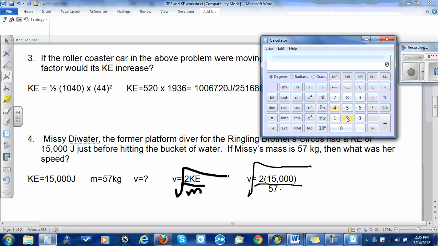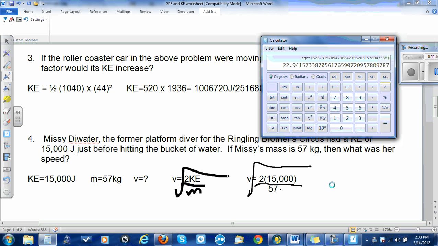I have 2 times 15,000, equals, divided by 57. Okay, so then 526, and then see if this will let me do a square root. Where is my square root? Square root. There it is.